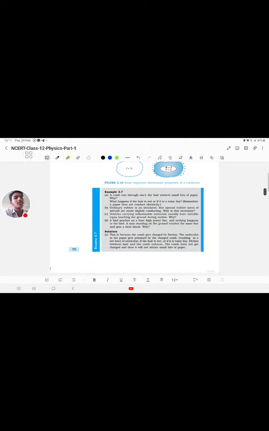So basically we have an example over here. A comb run through one's dry hair attracts small bits of paper.